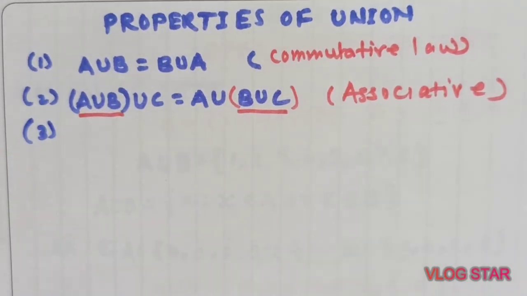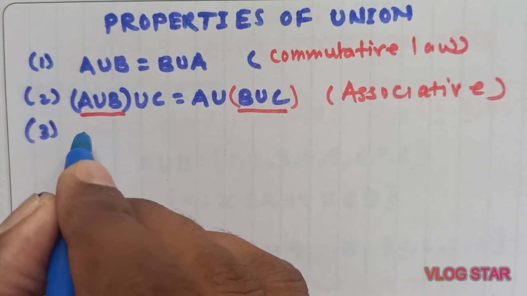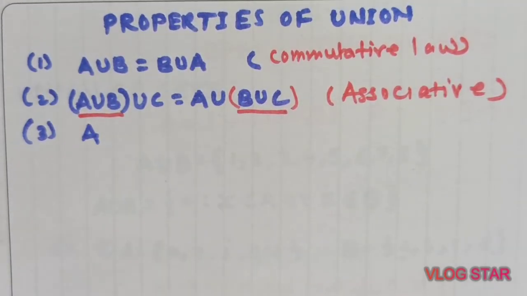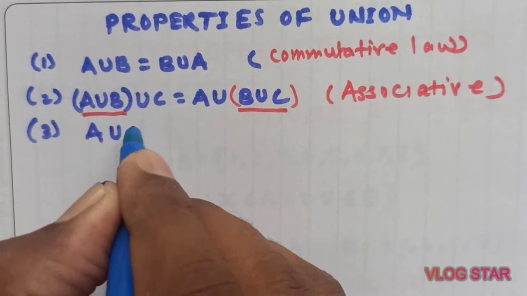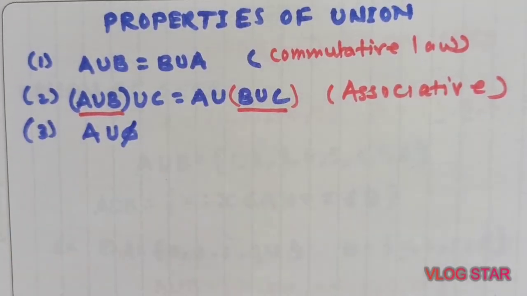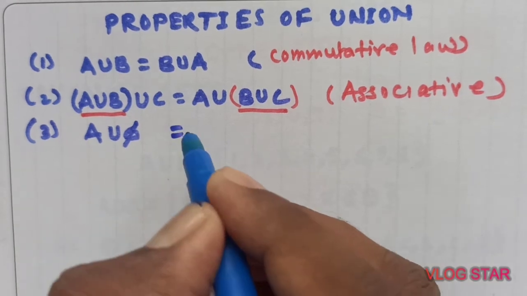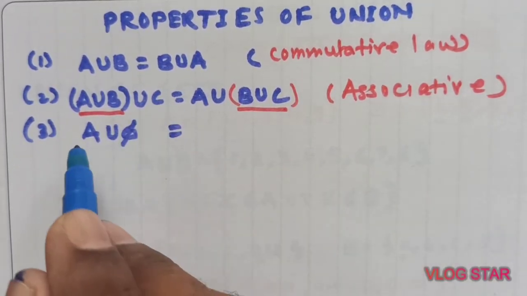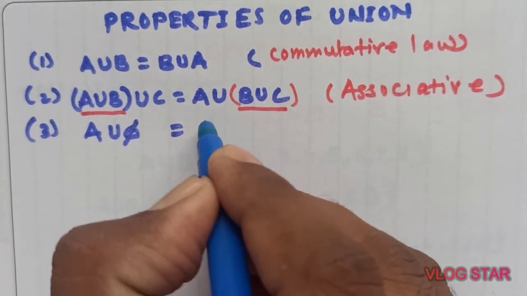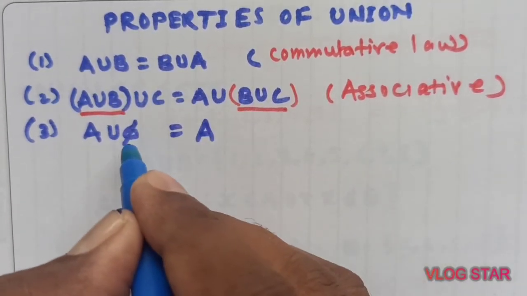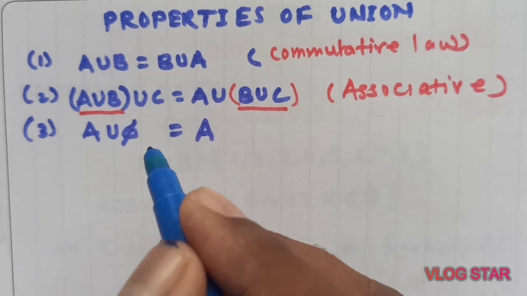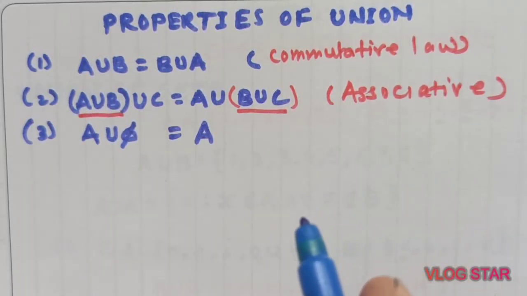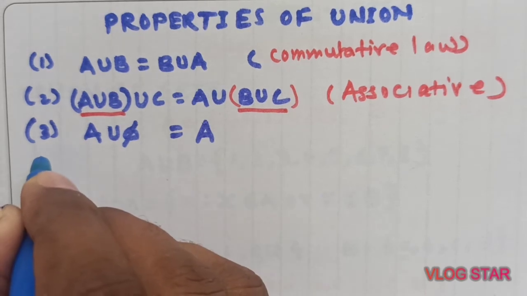Third property we can discuss. I have a set A and want to take union with the empty set. If the empty set is added to A, there is no change, just like 5 plus 0 remains 5. So A union empty set remains A. So the empty set is like a 0 in algebra. So this is called the identity law.